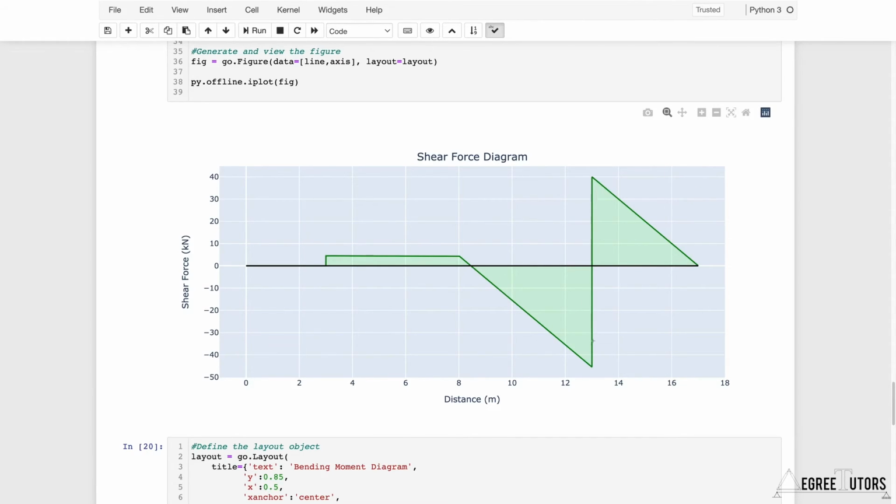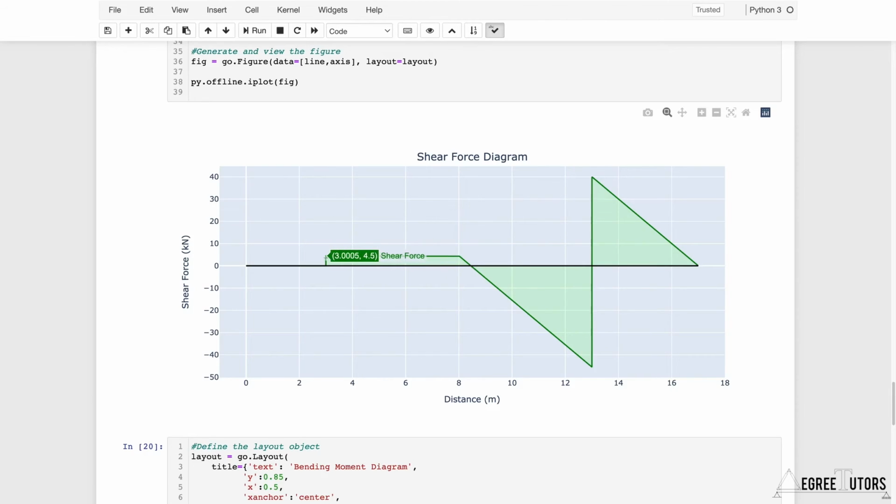I think it was 85.5. So that brings us up to, let's call it 30, let's call it 40. And then our UDL is continuing to draw it back down. So you'll notice the slope of this line here is the same as the slope of this line here, because it's the effect of the UDL causing that shear to reduce linearly all the way back to 0 at the free end over here.